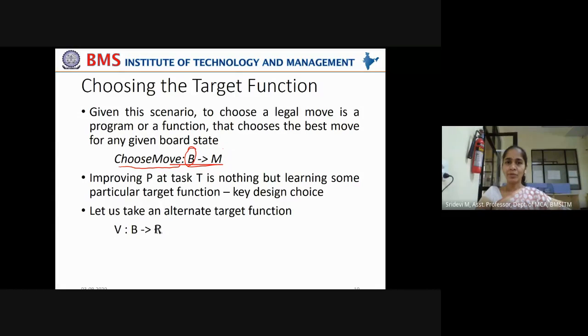Okay, now to choose a legal move, we are trying to formulate it. Our entire problem, our entire task, we are trying to formulate in simpler terms. So to choose a legal move is a program or function, a function that chooses the best move M for any given board state, for a set of board states B. Okay, now trying to improve P at task T is nothing but learning some particular target function. This is the key design choice.